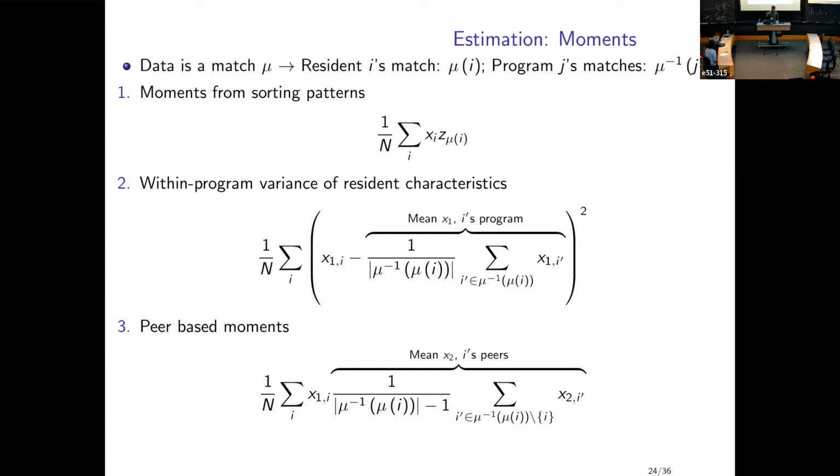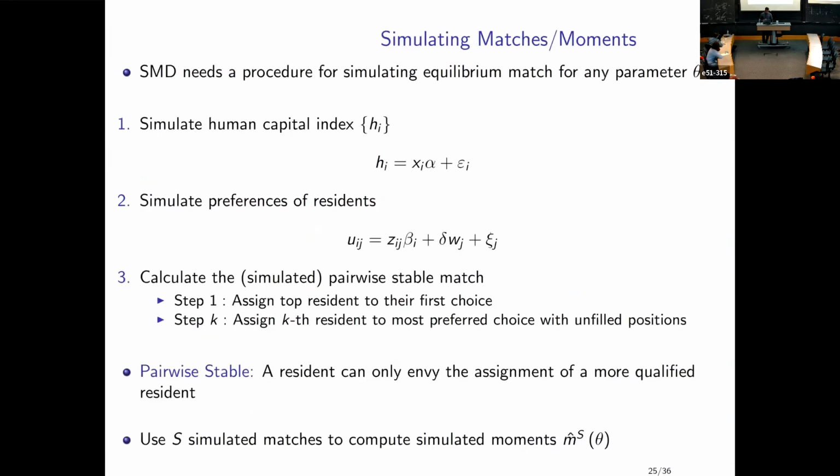Then there's this within-program variance of resident characteristics. Remember, I showed you those Monte Carlo plots, right? This is capturing exactly that. So take a resident in a program, take resident i, whose characteristics are X_i, take the average characteristics of all residents in the program, square the difference, and then look at whether there's dispersion in that or not. If there's dispersion in that, there must be something else, not captured by X, that the programs care about. And there's going to be a second moment based on the kinds of peers, a cross moment.